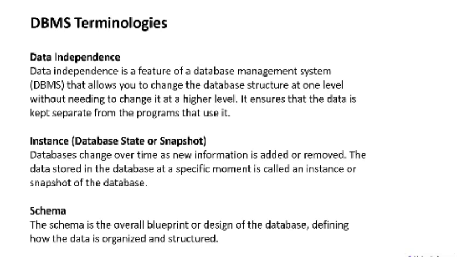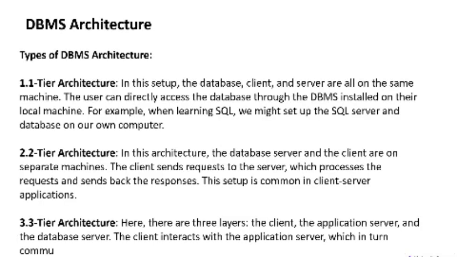Next is instance. It helps track the current state of data. You can use it to understand how the data evolves over time. Schema. Schema is like a blueprint or design for a database. It outlines the structure of the database, including how the data is organized, what type of data is stored, and the relationship between different data items.